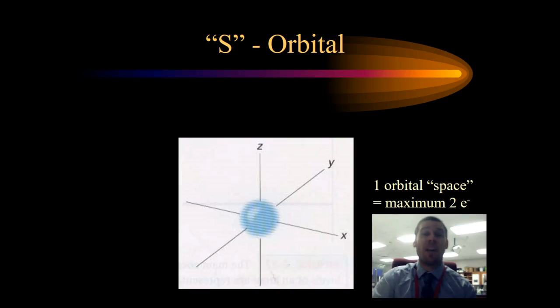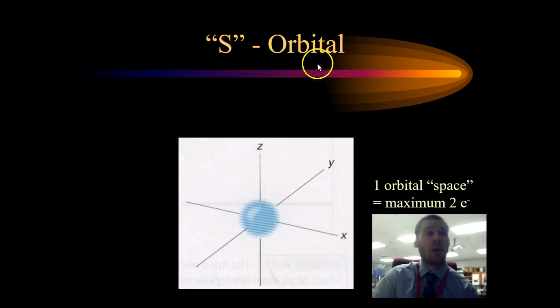Hi, this is Mr. Richmond, and for this video we're going to be looking at how to determine the electron configuration of various elements on your periodic table. The thing that you need to keep in mind here is that our modern model of the atom states that we do not know exactly where an electron exists, but we have a general idea of where they might exist, and they might exist in these regions of space that we call orbitals.